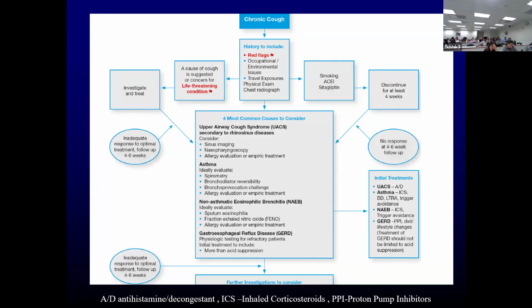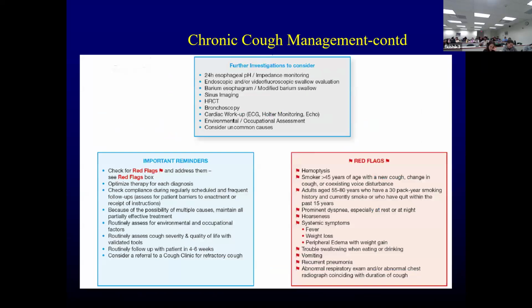So chronic cough, we will not pass off. We will never ignore a chronic cough in our patients. And these are the red signs. If a patient has chronic cough, hemoptysis, smoker, hoarseness, fever, vomiting, etc., it means the patient has significant things going on.